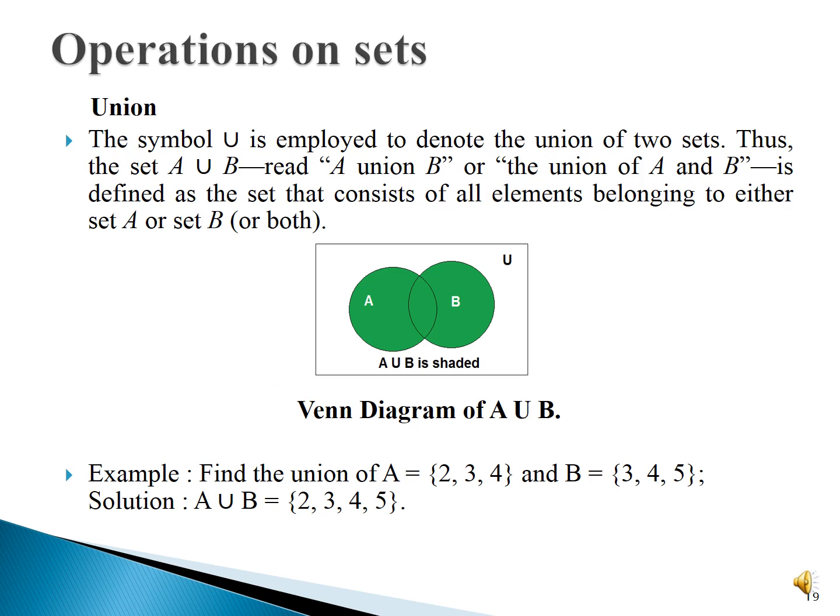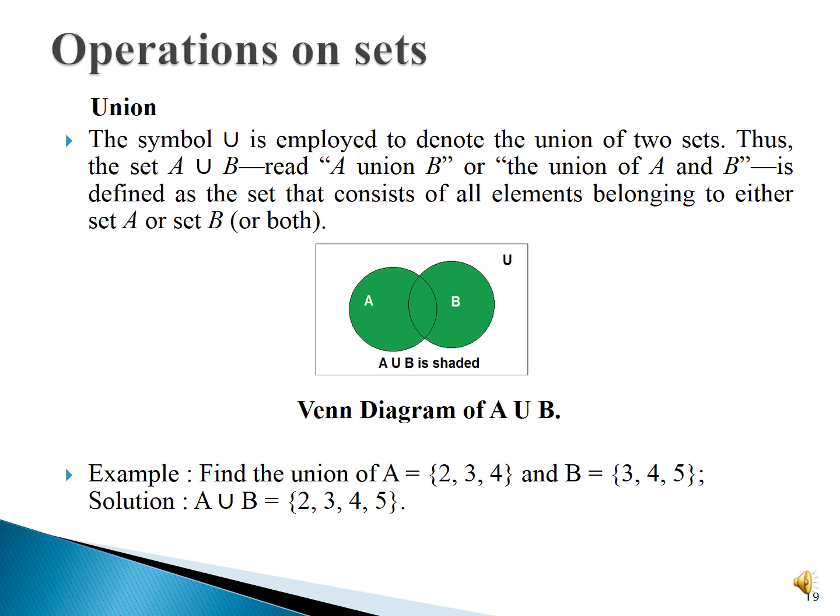Our next topic is operations on sets. There are various operations which can be performed on sets, so we will see them one by one. The first operation is union. The symbol ∪ is employed to denote the union of two sets. Thus the set A ∪ B, which can be read as A union B, or the union of A and B, is defined as the set that consists of all elements belonging to either set A or set B, that is, or both.